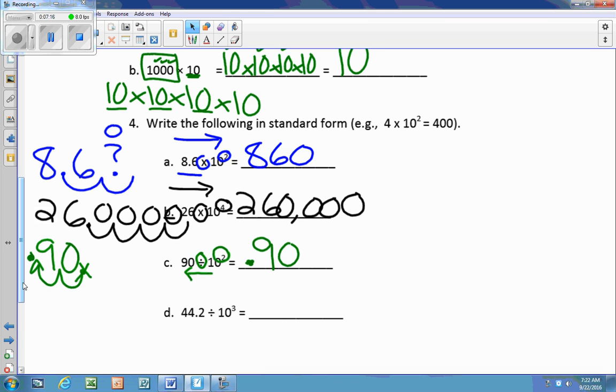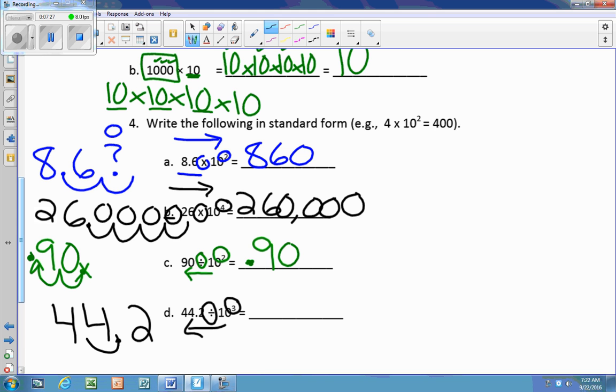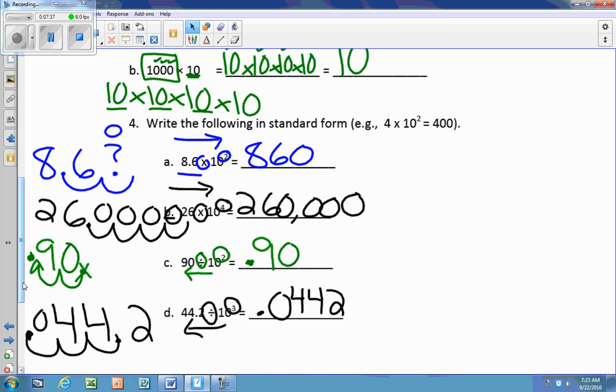And the last one to review, I'm dividing again. I'm moving to the left. I'm jumping 3 times. Let me put my number down there and jump. 1, 2, 3. Just like before, if I have an empty spot, I need to put a 0 in there. And I can write my new answer. And those are the answers to the topic A review.